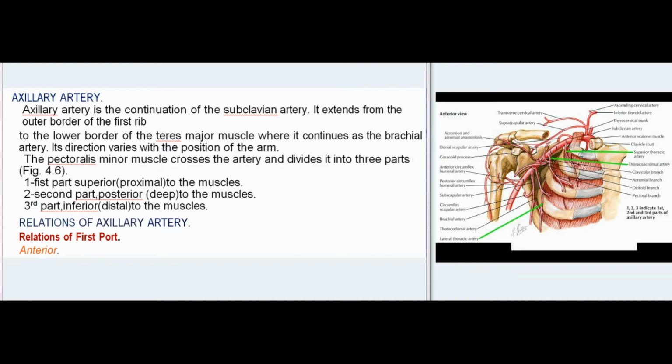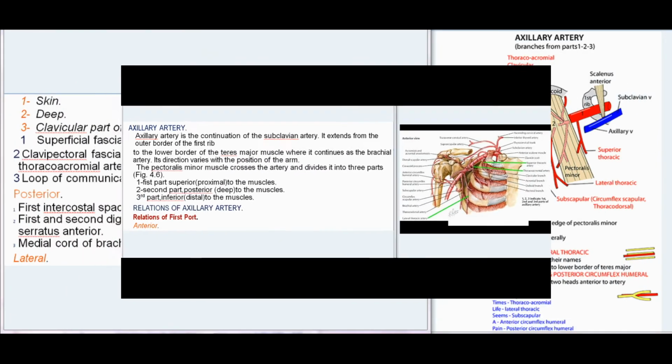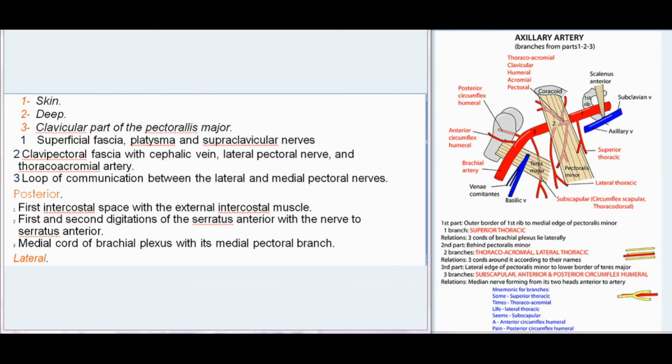Relations of axillary artery. Relations of first part. Anterior: 1. skin; 2. deep; 3. clavicular part of the pectoralis major. 1. superficial fascia, platysma and supraclavicular nerves. 2. clavipectoral fascia with cephalic vein, lateral pectoral nerve, and thoracoacromial artery. 3. loop of communication between the lateral and medial pectoral nerves.